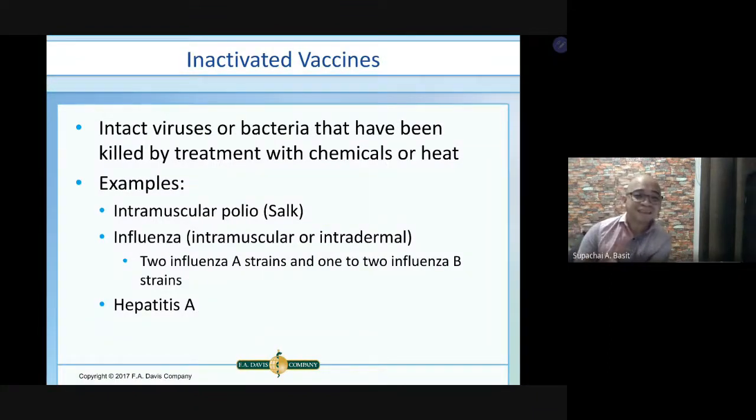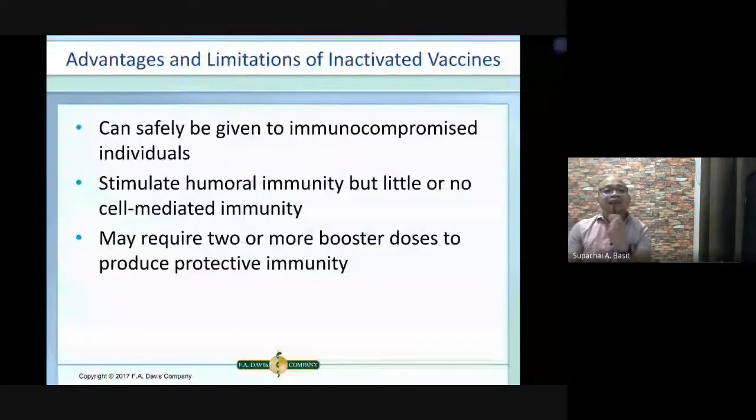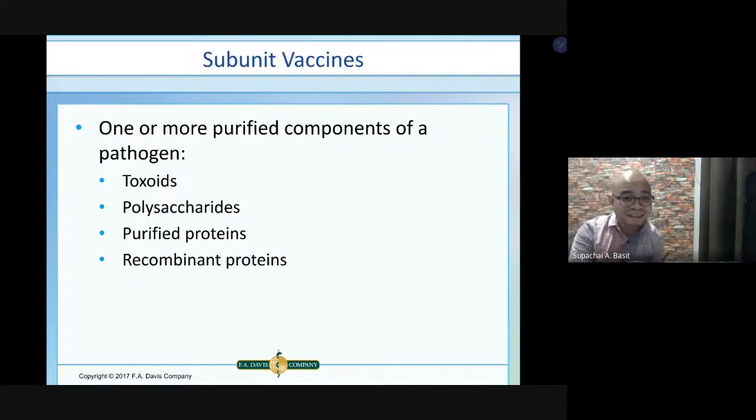Okay. Now, inactivated vaccines utilize intact viruses or bacteria that have been killed by treatment with chemicals or heat. The Salk vaccine, also against polio, is an example of inactivated vaccines. And influenza, the one given intramuscularly or intradermally, is an example of inactivated vaccines, as well as hepatitis A. The advantage is that it can be safely given to immunocompromised individuals. It can stimulate humoral immunity, but lesser cell-mediated immunity, and it may require 2 or more booster doses to have protective immunity. So Sinovac is an example of inactivated vaccines.